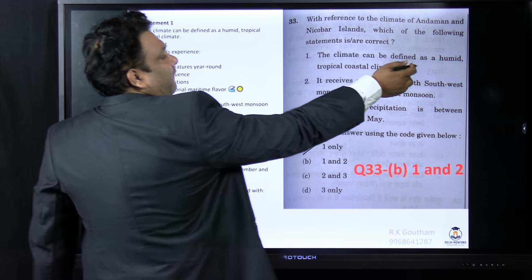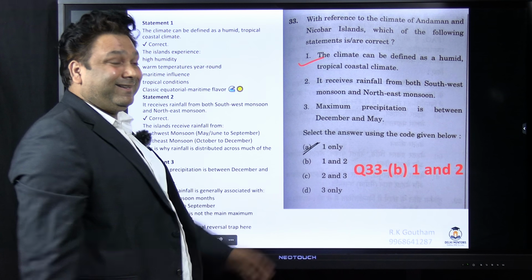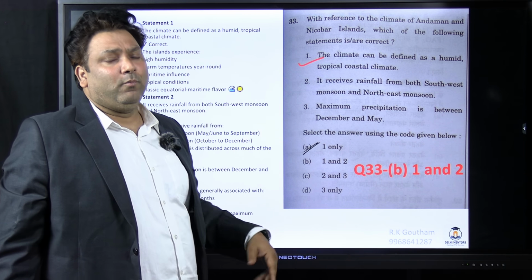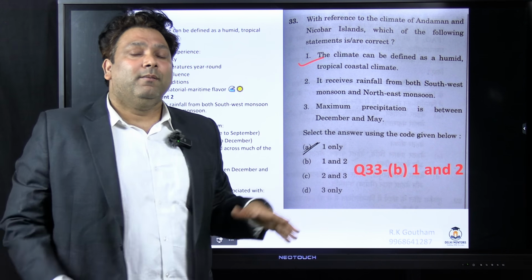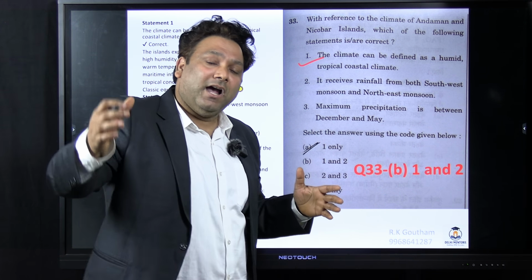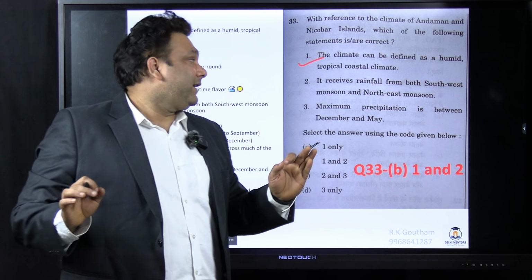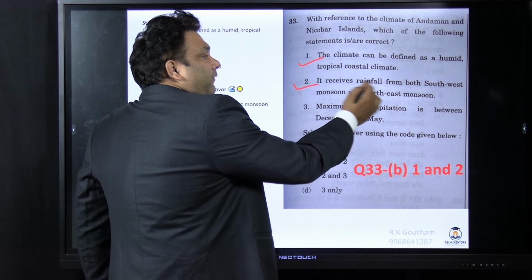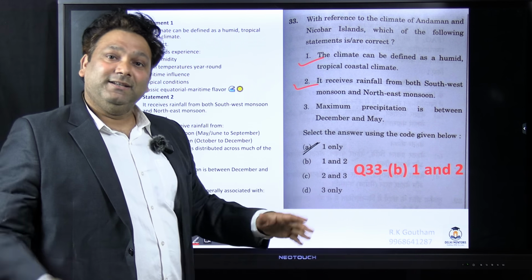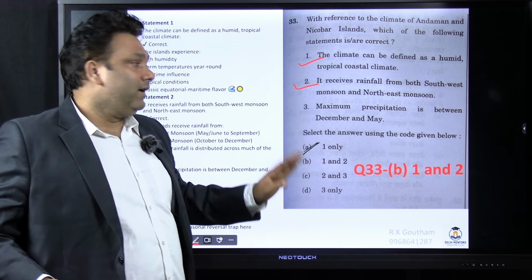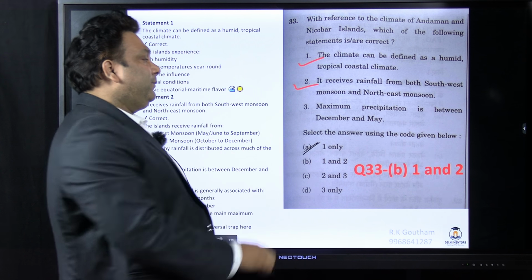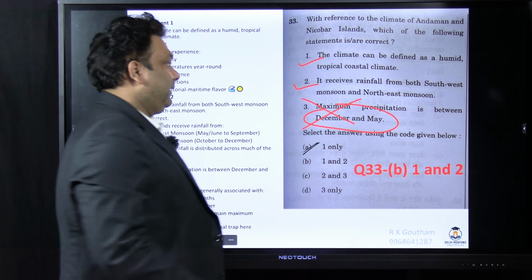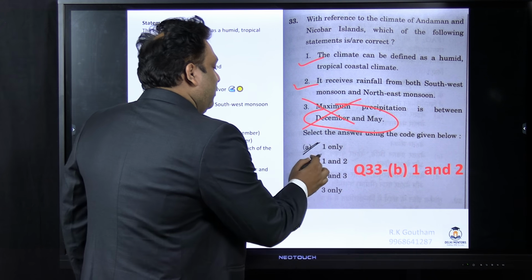So the climate can be defined as humid tropical. Obviously it is near the equator and it's kind of marine tropical type of climate. Monsoon से थोड़ा ज़्यादा पानी होता है because it's an island. So जहाँ से भी हवा चले वहाँ पे rainfall होने की संभावना होती है. It receives rainfall from both. Yes, it's an island. So maximum precipitation is between December and May. नहीं, this is a wrong statement. So the answer is both 1 and 2.